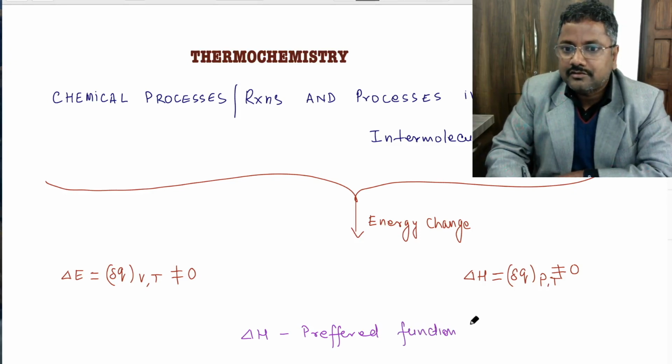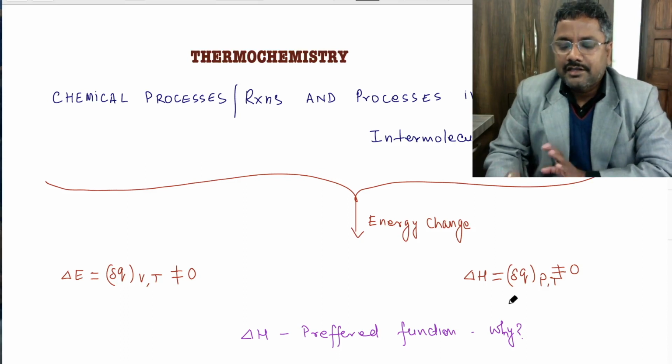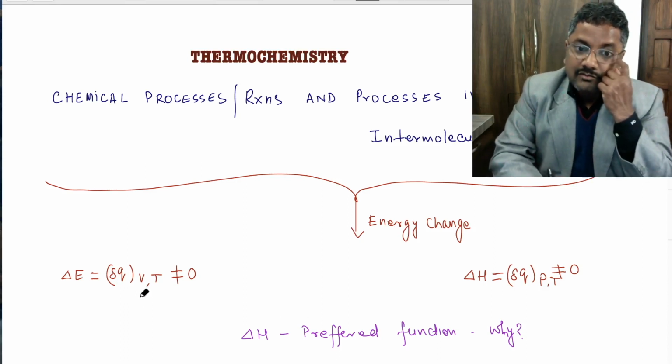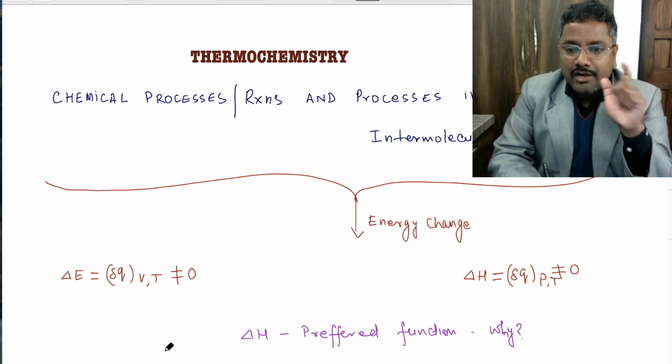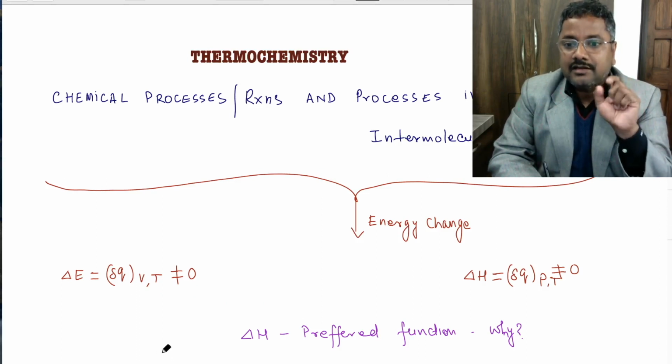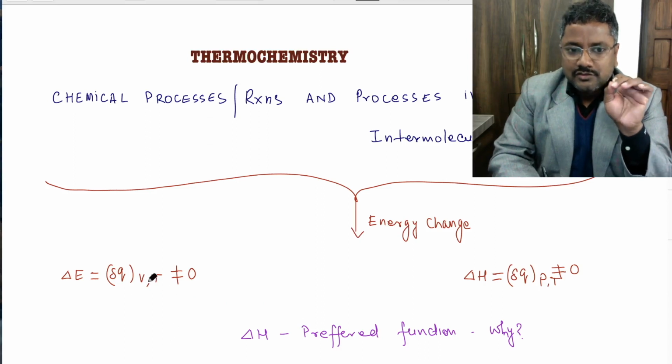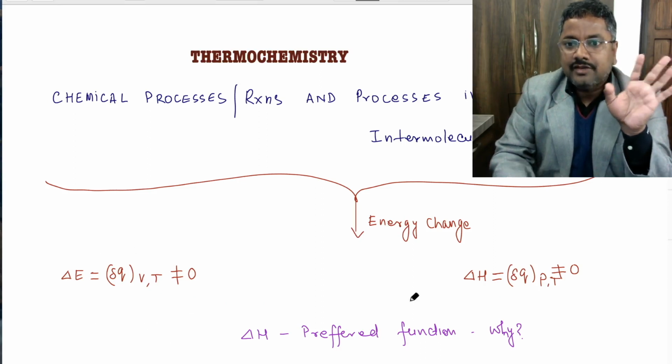The question is why delta H is preferred. The reason is that constant volume measurement and monitoring is difficult. Under constant volume conditions, the measurement of heat change and monitoring of the reaction is difficult and it involves risk. So that's why we prefer this.